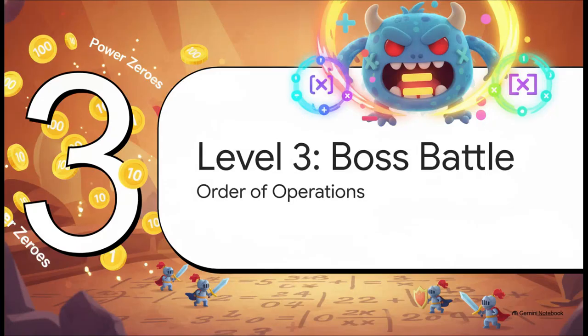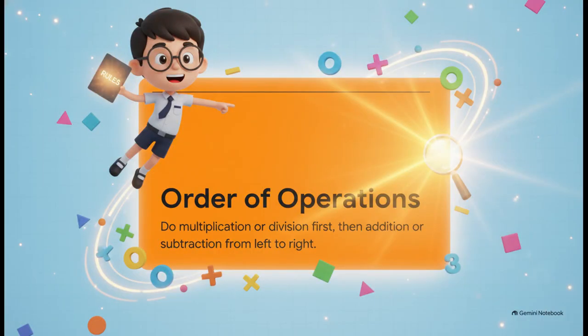All right, you've collected all the skills you need. Welcome to level 3, the boss battle, the order of operations. Okay, we really need to focus on this concept. The order of operations is literally the universal rulebook of the entire math multiverse. When an equation has a bunch of different operations, like addition and multiplication all tangled up together, this is the rulebook that tells every single player exactly which move to make first.